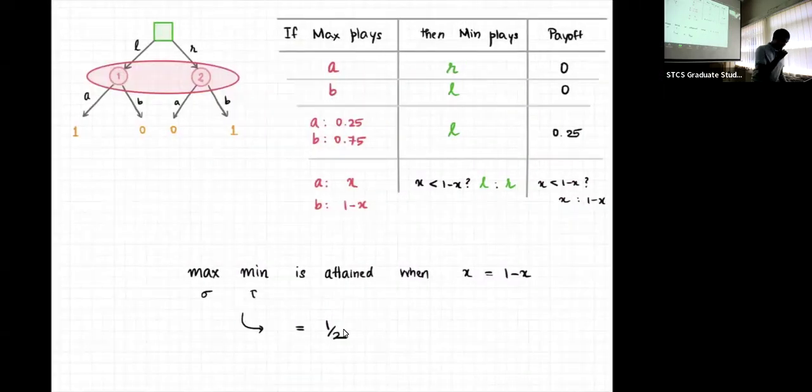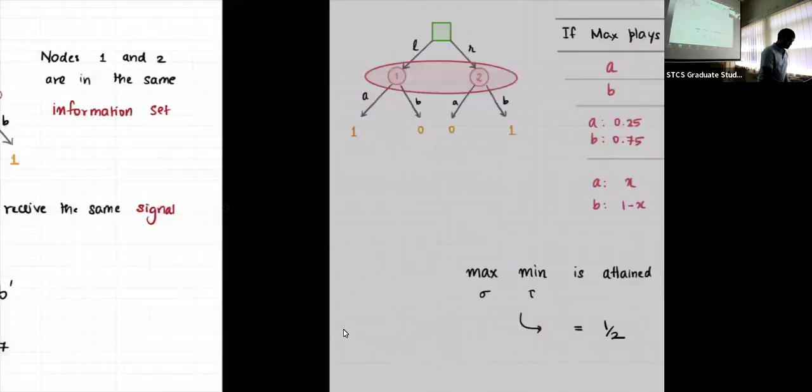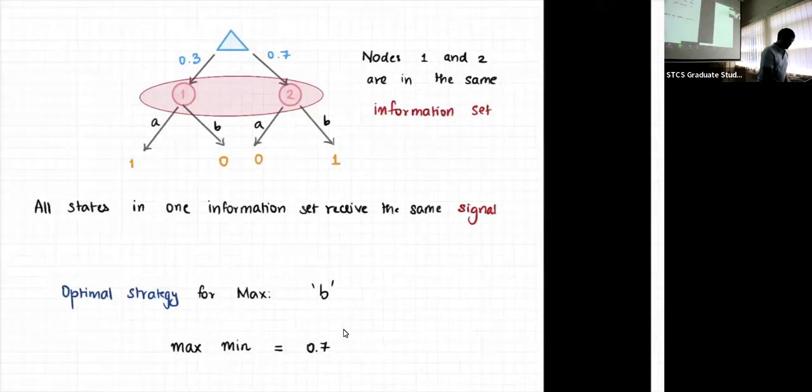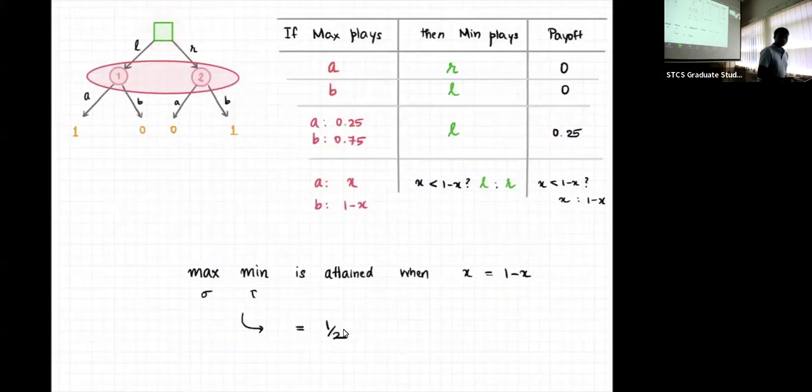Now I've made a small change here. Previously this was a chance node with probability, but now I've made it into a minimizer's node. So it's not like there's some probability you come here, with some probability you come here. This you cannot say anymore.